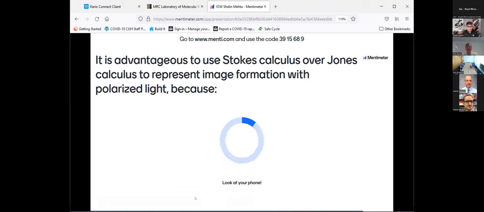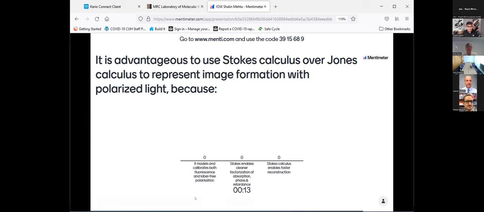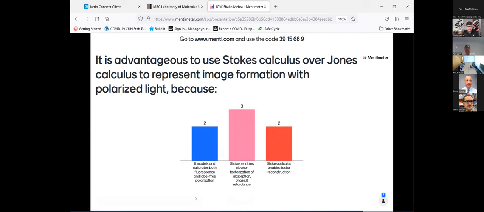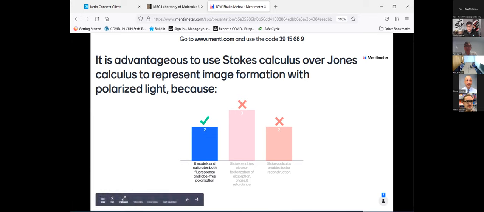The Jones calculus to represent image formation with polarized light because it models and calibrates both fluorescence and label-free polarization. Stokes enables cleaner factorization of absorption, or Stokes calculation enables faster reconstruction. Which is it? It models and calibrates both fluorescence and label-free polarization. So I did have to shorten the answers on that one because of the limitations of Mentimeter.